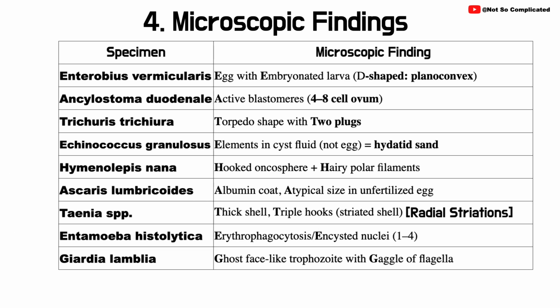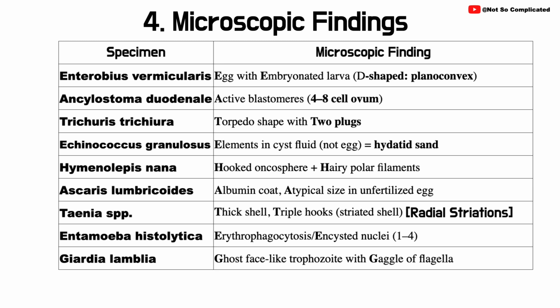So this is the table and this is all you need to remember, and I have tried to make mnemonics out of it. In the Enterobius vermicularis case, E for Enterobius, E for egg with E for embryonated larva, D-shaped, that is planoconvex septum, right? In Ancylostoma duodenale, the microscopic finding is A for Ancylostoma, A for active blastomeres of a 4 to 8 cell ovum. In Trichuris, T for Trichuris, T for torpedo shape with T for 2 plugs. In Echinococcus granulosus, we see elements in cystic fluid, not eggs, and hydatid sand is it.